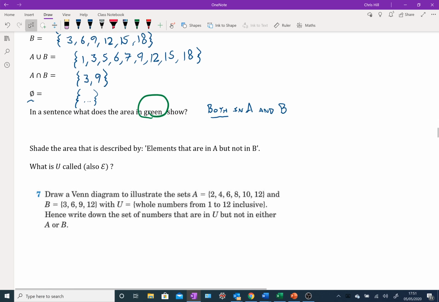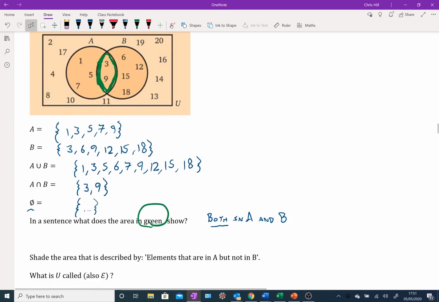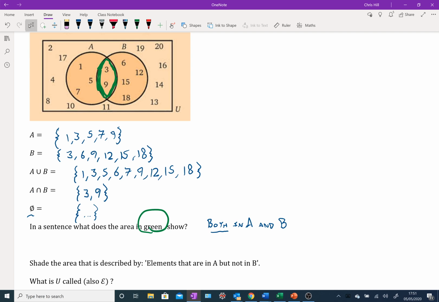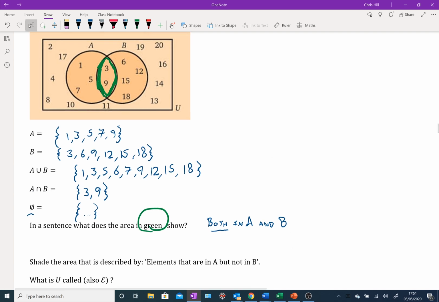Shade the area that is described by elements that are in A but not in B. If I change the color to purple, it is going to be this area. But it won't be the intersection. It's elements that are in A but not in B. So that would be that area there.